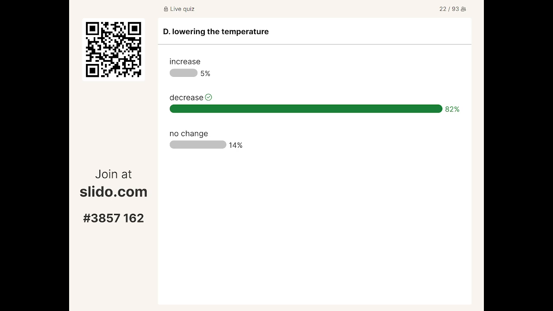Think of baking. If I bake something at a lower temperature, it's going to go slower, right? Yeah, that's exactly it. Baking is reactions, right?